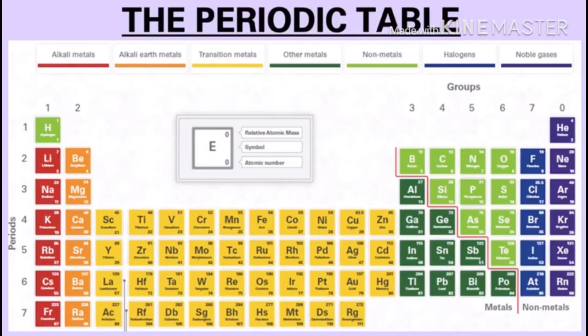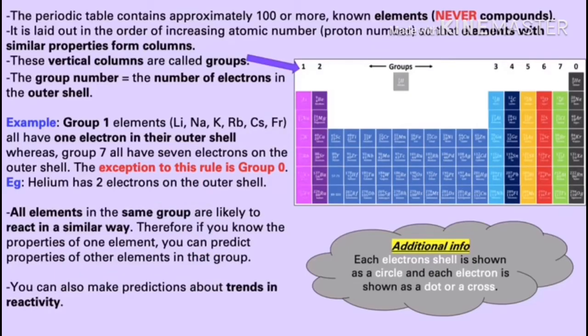Each colour symbolises the type of metals and nonmetals which can be found on the top of the periodic table on this slide. We will go through some of these metals and nonmetals in more detail in this video as it's required in the syllabus. The periodic table only contains approximately 100 or so known elements, never compounds. Each element has its own chemical symbol, whereby the first letter is capital, followed by a lowercase letter. Example, helium is represented as a capital H and a lowercase e.